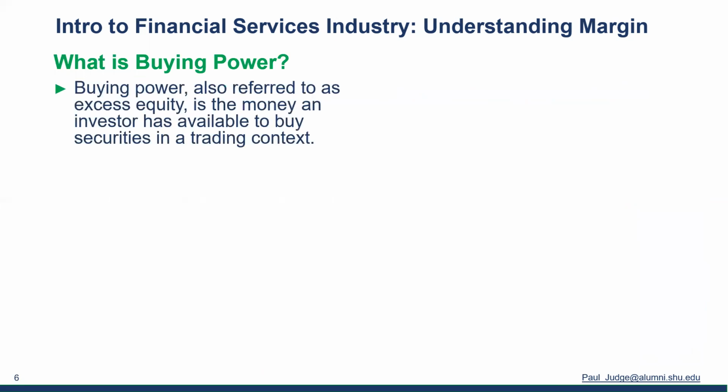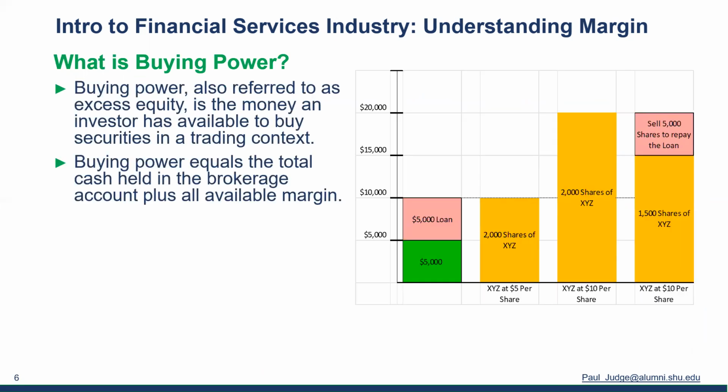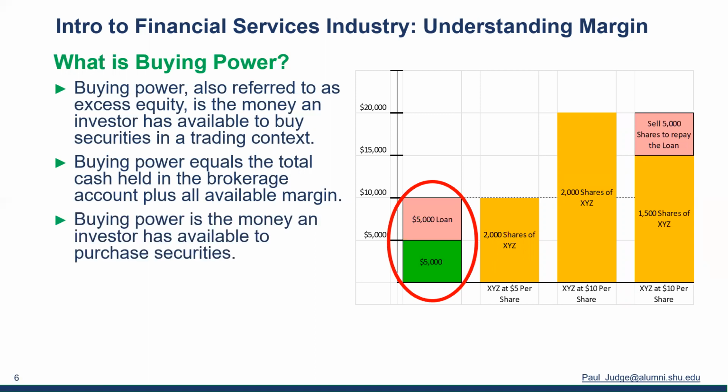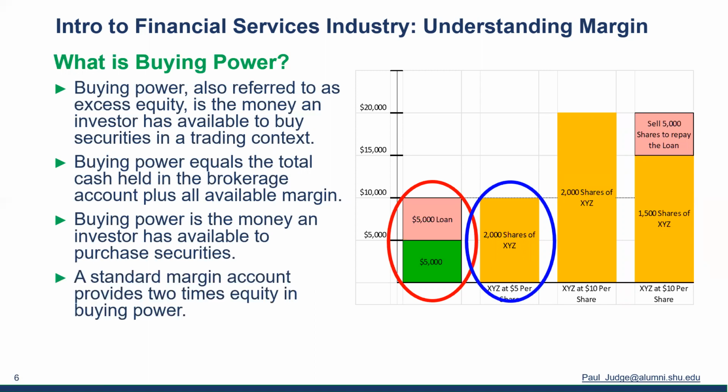I used the term buying power before. I just want to take a moment to explain buying power using the same example. Buying power, also referred to as excess equity, is the money an investor has available to buy securities in a trading context. Buying power equals the total cash held in the brokerage account plus whatever's available in margin. So in the example I gave you earlier, where we had $5,000 in cash in the account, and we could then borrow another $5,000, that gave us $10,000 in buying power that we could then use to buy stock. In this case, 2,000 shares of XYZ at $5 a share. That's what buying power is.